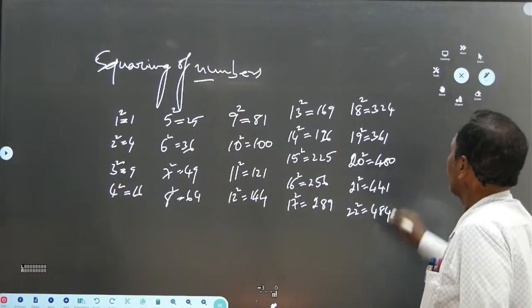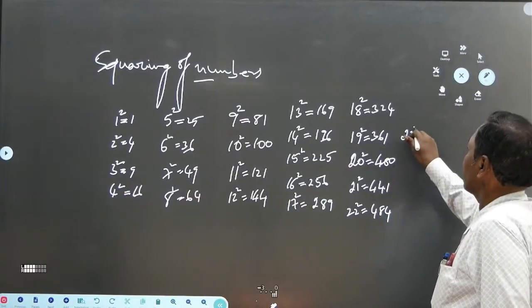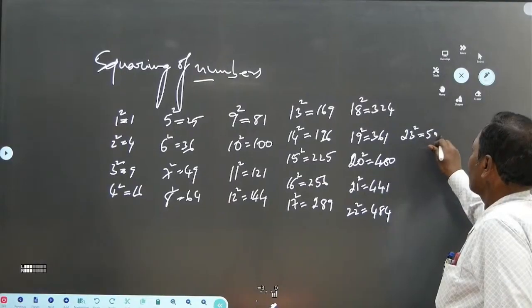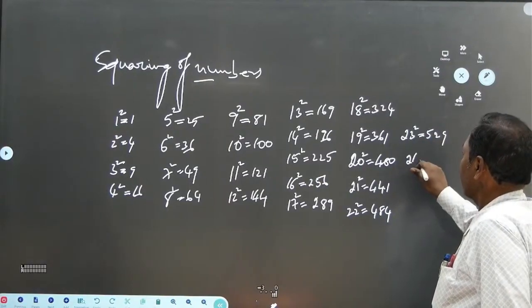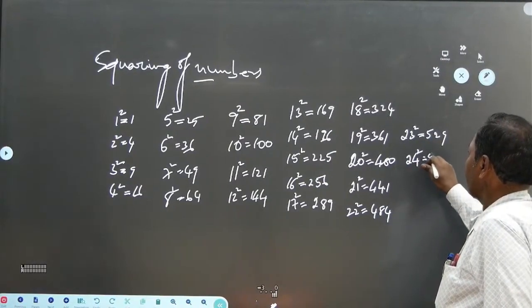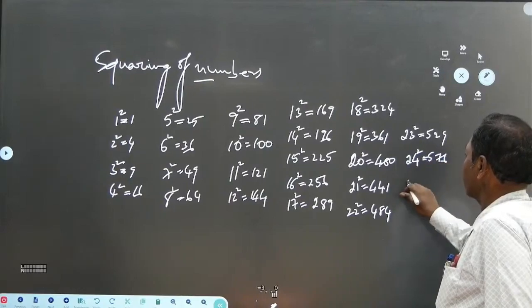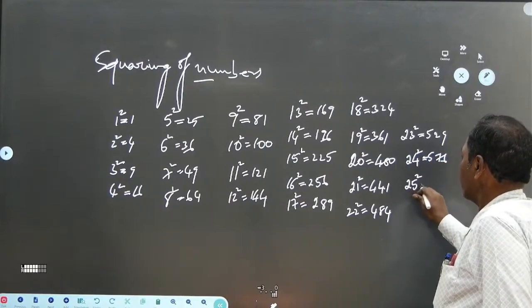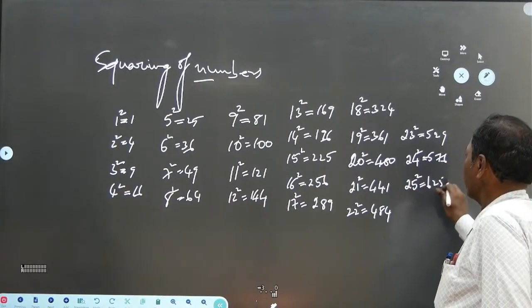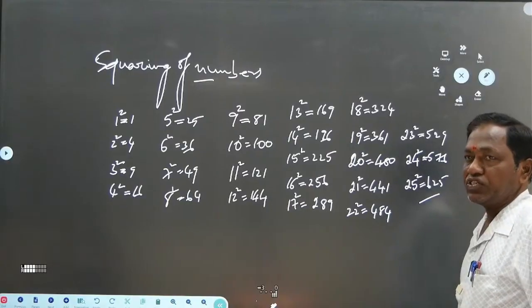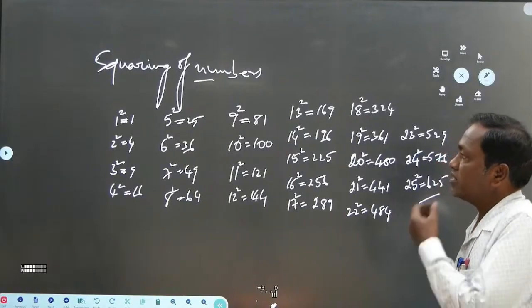Okay. And 23 square 529, 24 square 576, 25 square 625. So this is essential for me, very essential.